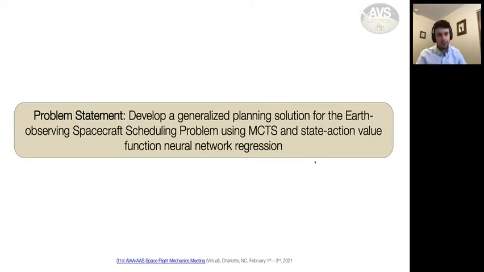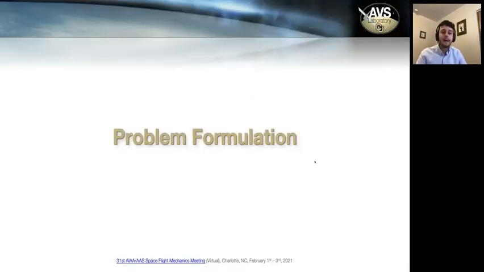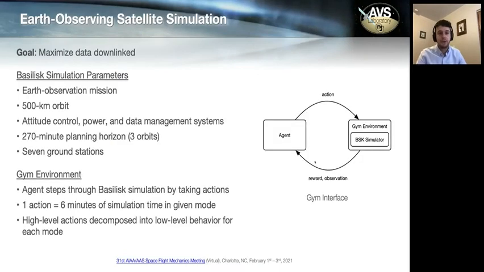So our problem statement: we're going to develop a generalized planning solution for the Earth observing scheduling problem using MCTS and state action value function neural network regression. And by generalized, I mean that the solution is generalized over a variety of low Earth orbits and initial conditions. So now onto the problem formulation.